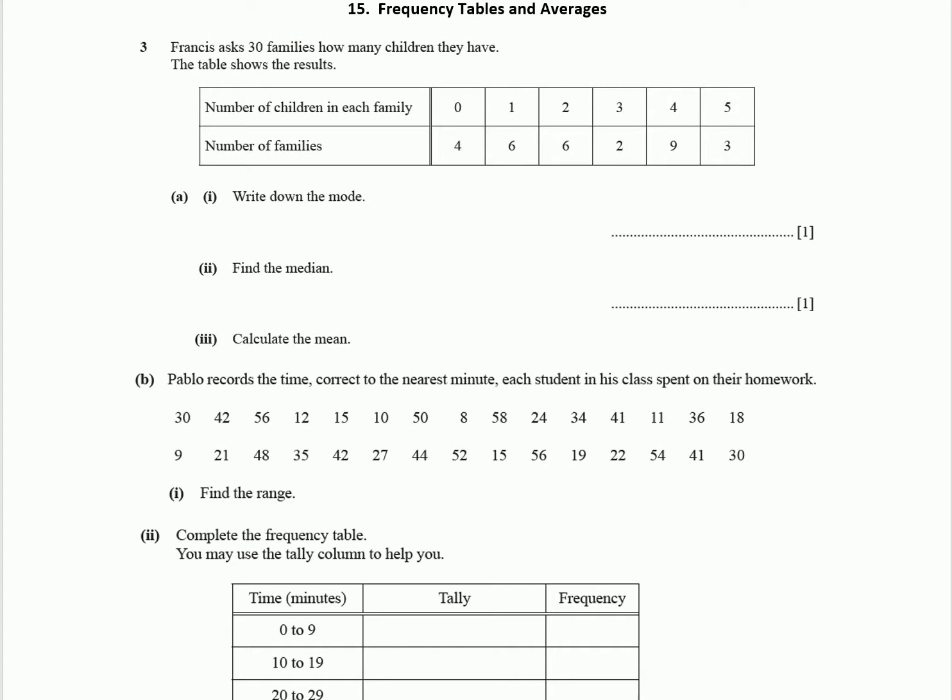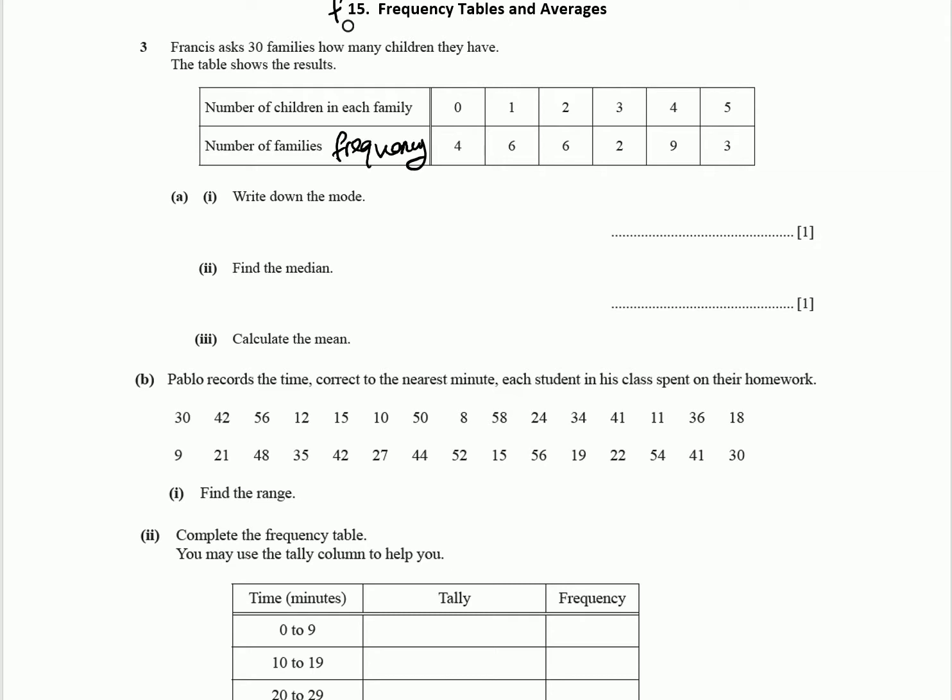Okay, frequency tables and averages. The first thing we're looking at here is a frequency table, and we're asked to write down the mode. The mode is the most common of our results. Now we're interested in the number of children, so these are our results, and the number of families is essentially in this question the frequency of what we're dealing with.